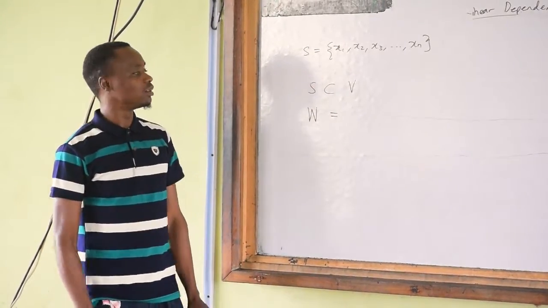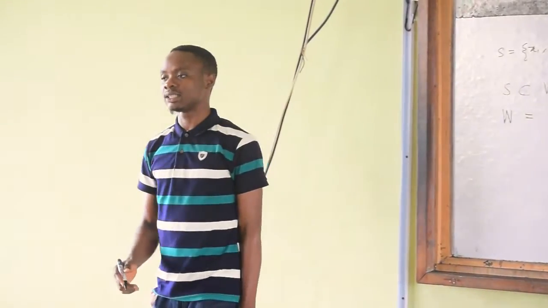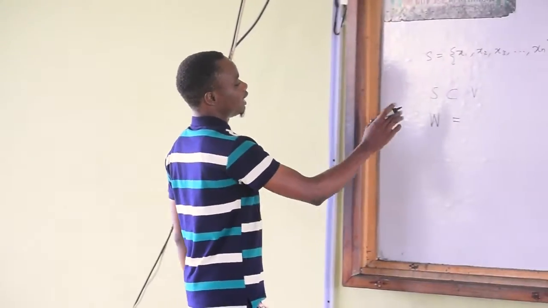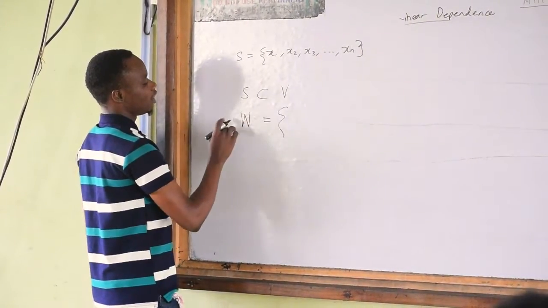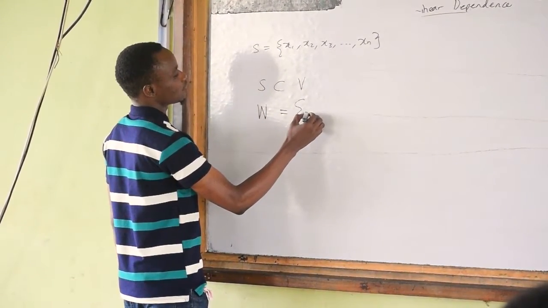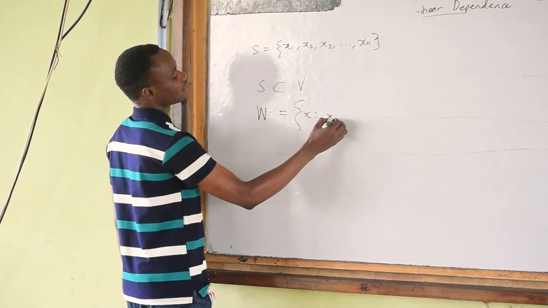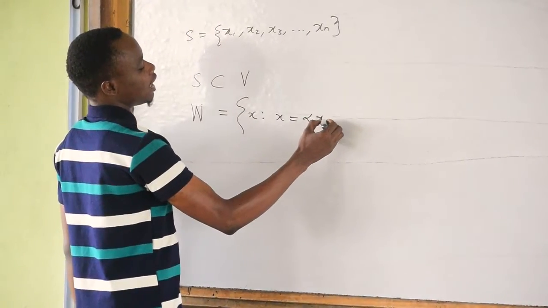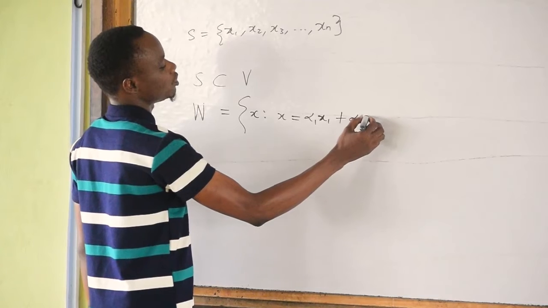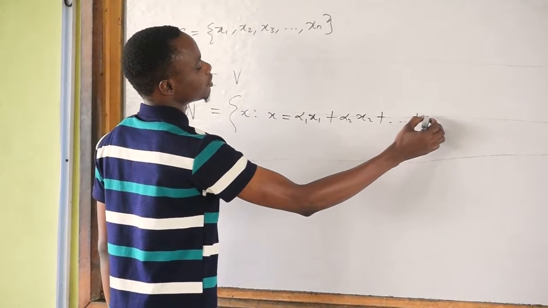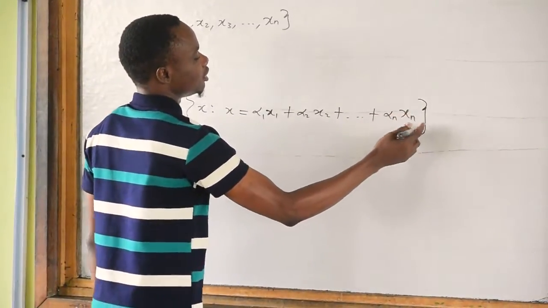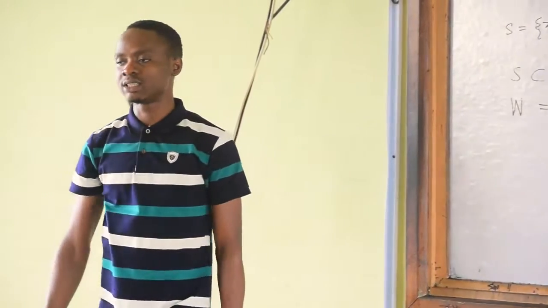What do we mean by that? Please pay attention to this statement. It means that for all elements in this W, say this one contains element X, I can write X as a linear combination of those elements in S: alpha 1 x1 plus alpha 2 x2 plus and so on plus alpha n xn, where x1, x2, x3 and so on are elements of the set S. Is it making sense to you? You understand what I just said?